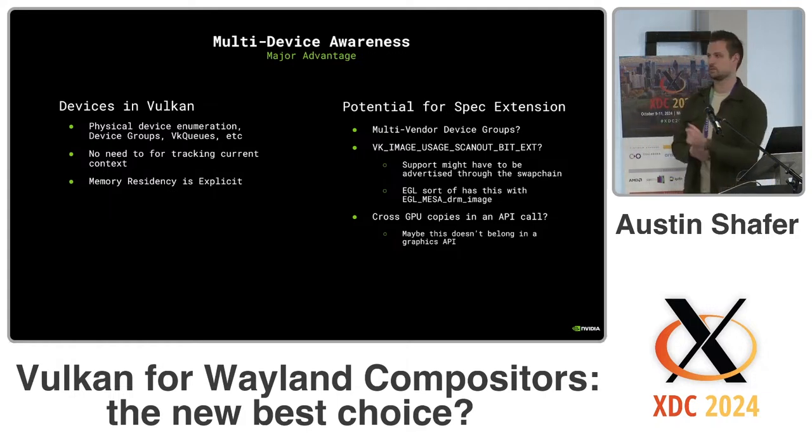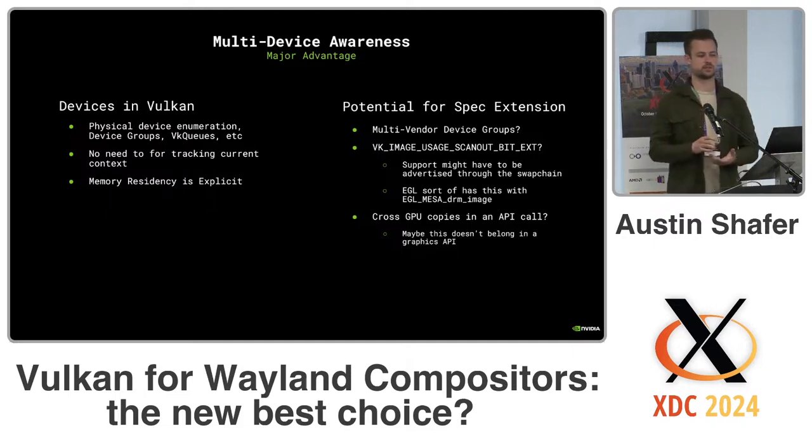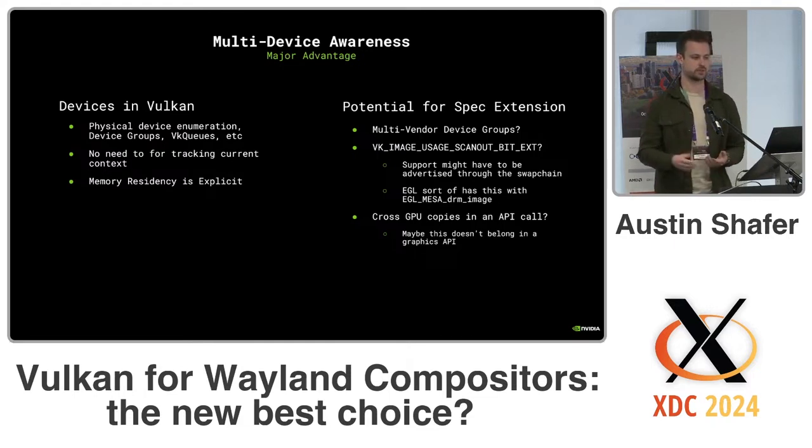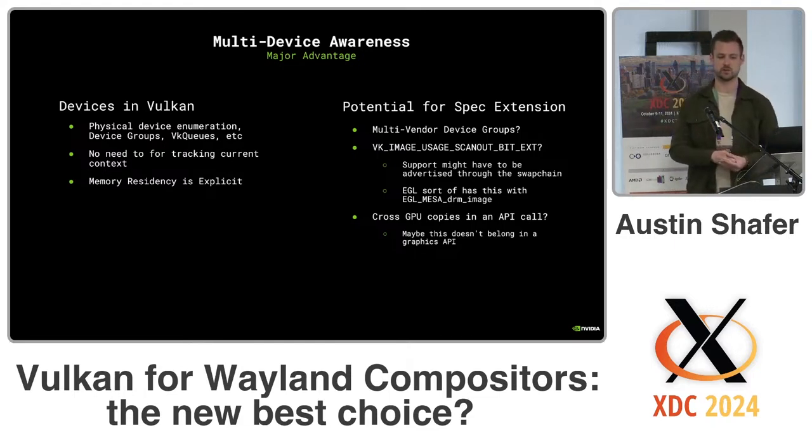Also, because VK allocate memory is a device level function, it means that you fully know where all of your memory is resident. You're allocating from a specific heap on a specific device. You know exactly what's happening, and there's no questions there at all. I'm not convinced that this is a huge advantage as is. I mean, the make current advantage is real, but I think it's more interesting for what we can potentially do with Vulkan because it does these things.